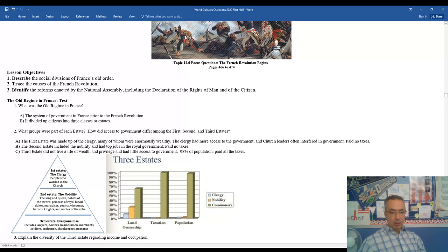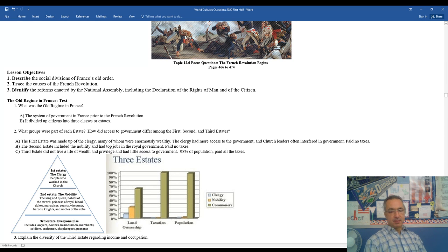The second estate included the nobility and had top jobs in the royal government. This was kind of the wealthier members of society. And then once again, they didn't pay any taxes. So you see two groups here, both of whom were better off than the average citizen in France, and neither of which paid taxes.